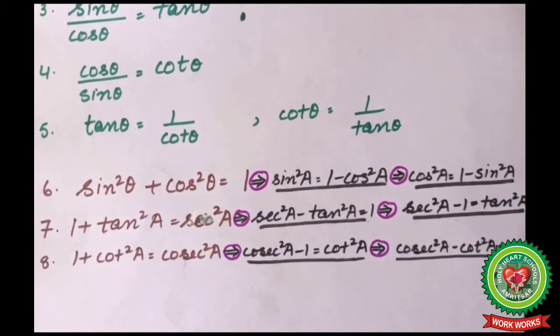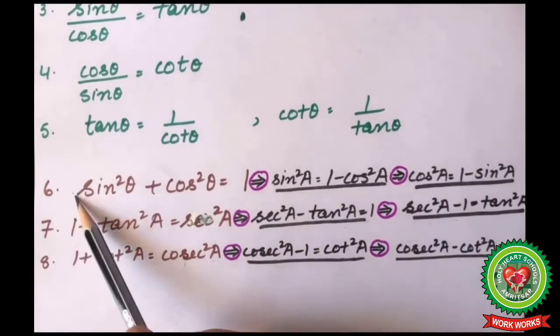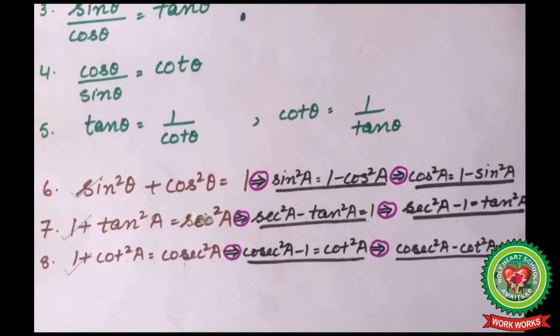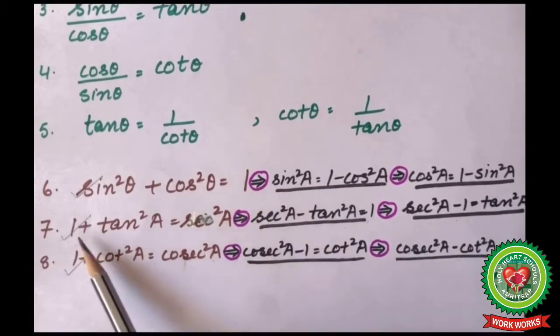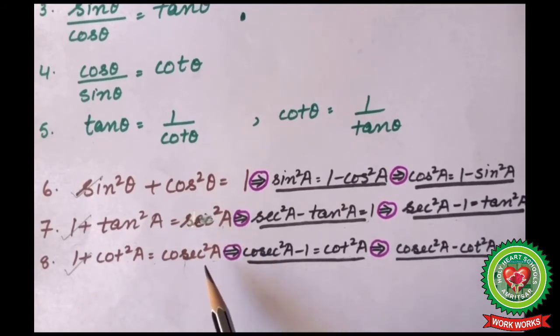The last one is 1 plus cot square A is equal to cosecant square A. And if we shift 1 to this side, it will become cosecant square A minus 1 is equal to cot square A. Or if we shift cot square A to this side, it will become cosecant square A minus cot square A is equal to 1. But these are the 3 main identities that we need to remember. So I'll repeat it again. The first one is sine square theta plus cos square theta is equal to 1. 1 plus tan square A is equal to secant square A, and 1 plus cot square A is equal to cosecant square A.